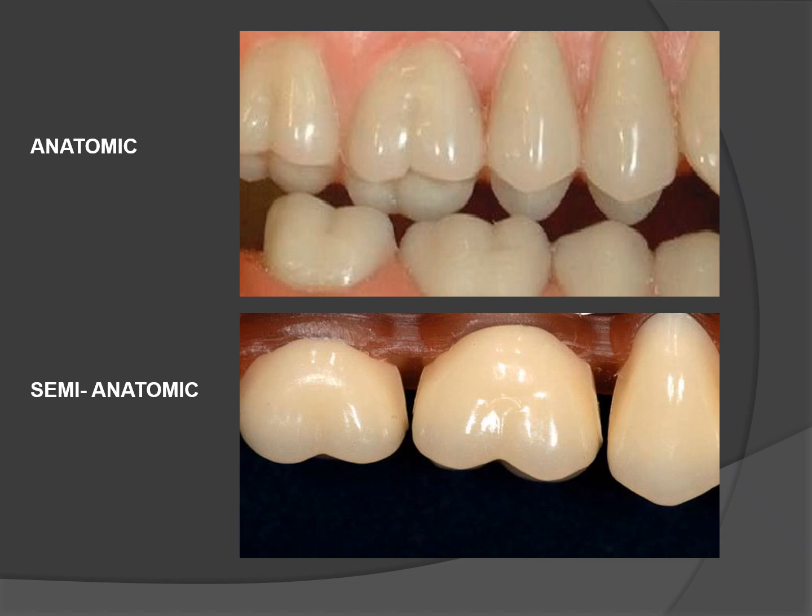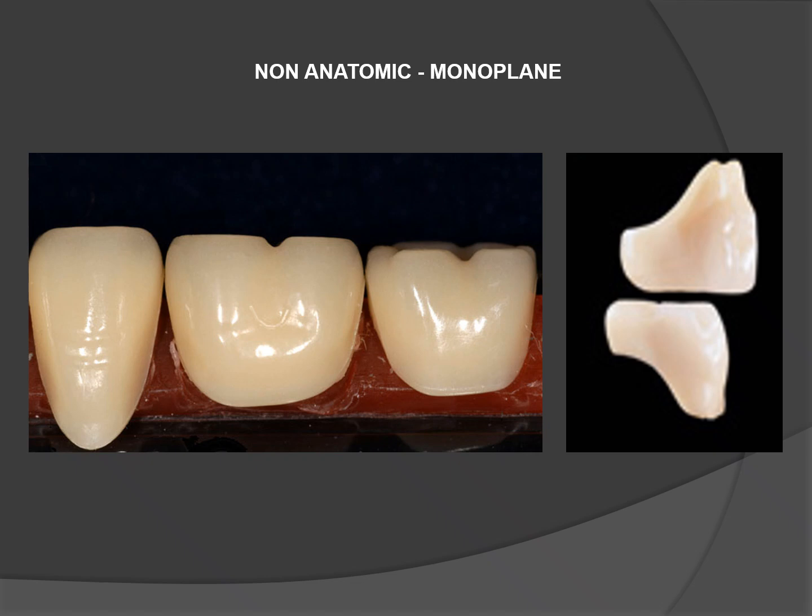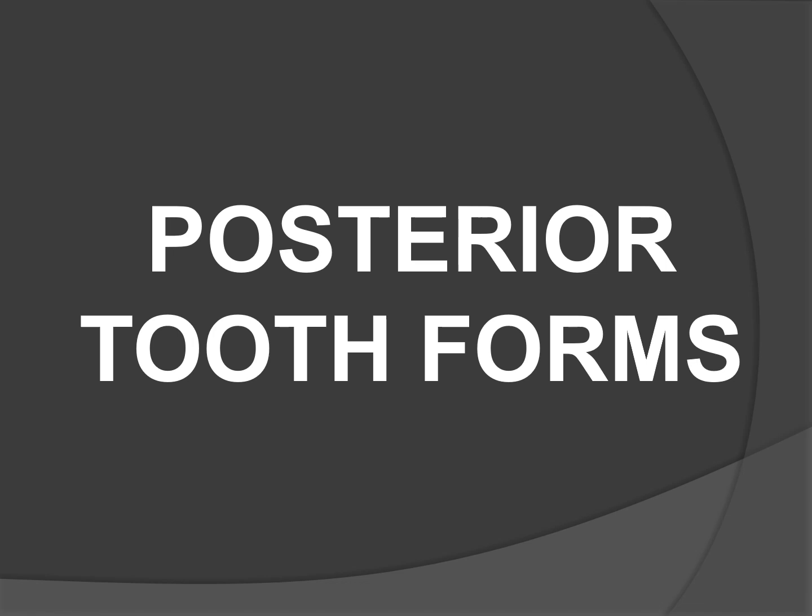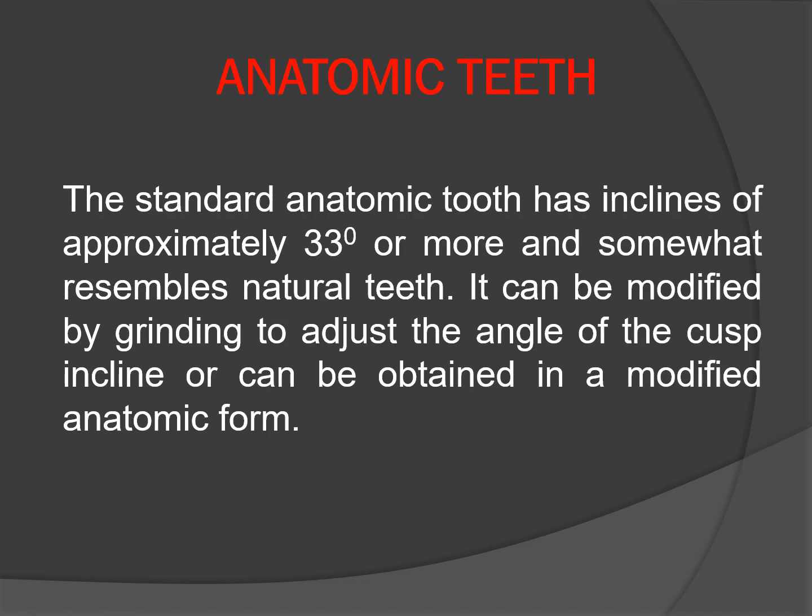So in this picture, the first shows anatomic teeth with very prominent cusp form. Semi-anatomic teeth, which are more commonly used by the students, have shallow cusps, and non-anatomic teeth or monoplane teeth have flat cusps. Now let us see what are the different types of posterior tooth forms which are used in complete denture fabrication. First, let us see the anatomic teeth.